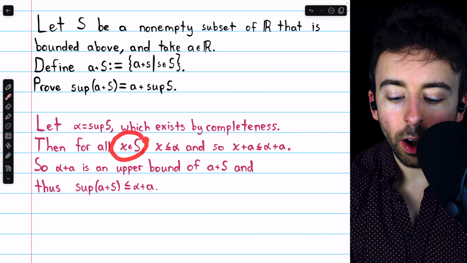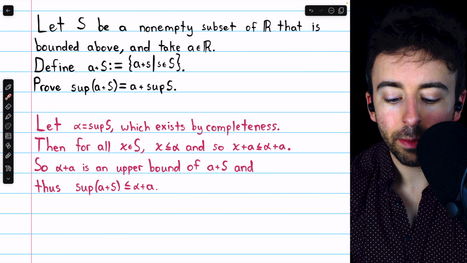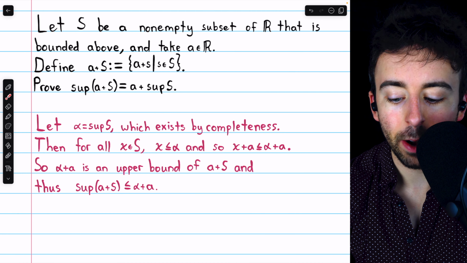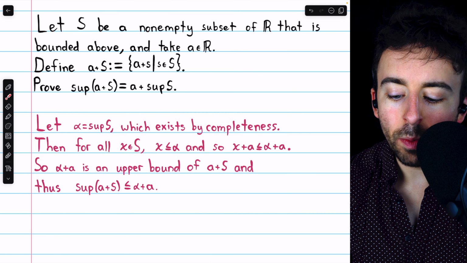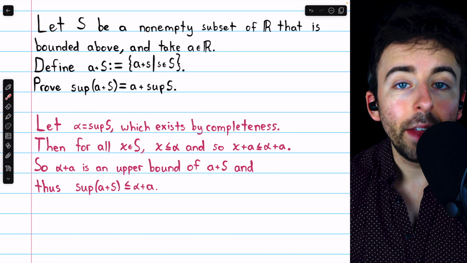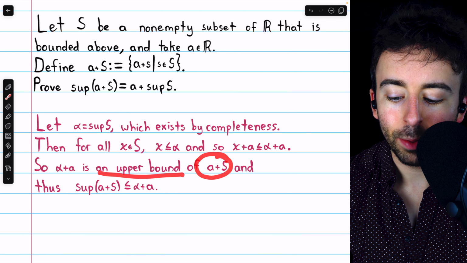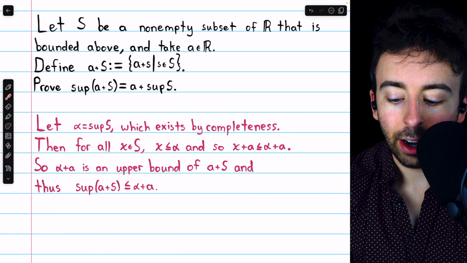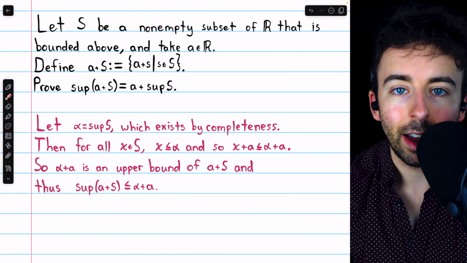Then we know that for all elements x of S, they must be less than or equal to alpha by definition, because alpha is the supremum of S. It's the least upper bound. Of course, we can add a to both sides of this inequality to obtain that x plus a is less than or equal to alpha plus a. And thus we see that alpha plus a is an upper bound of the set a plus S. This is because x is an arbitrary element of S, so x plus a is an arbitrary element of the set a plus S simply by definition.